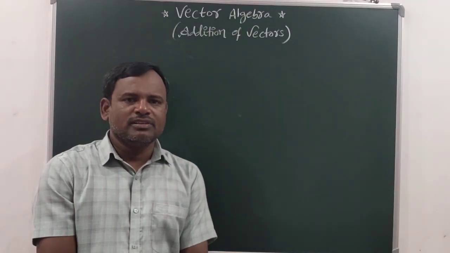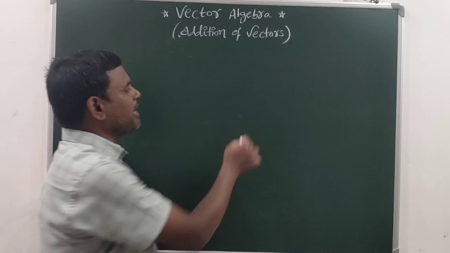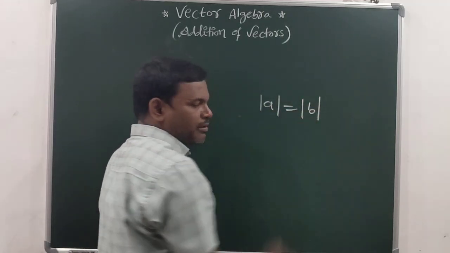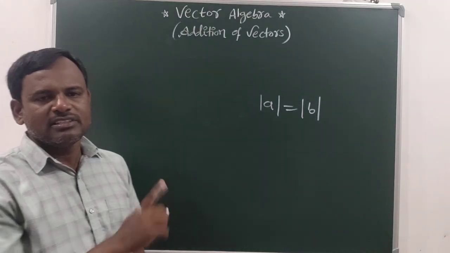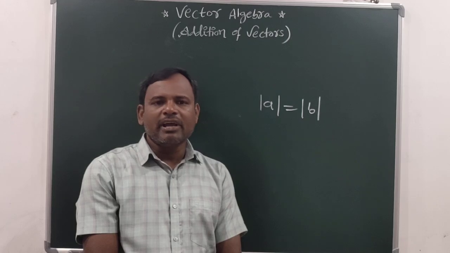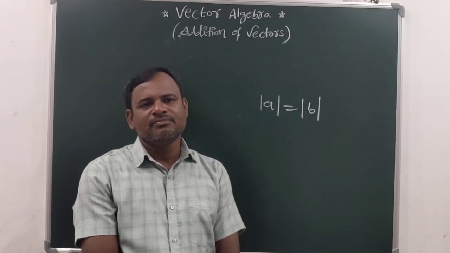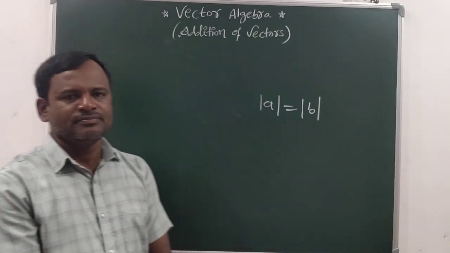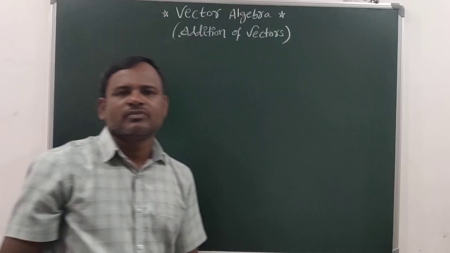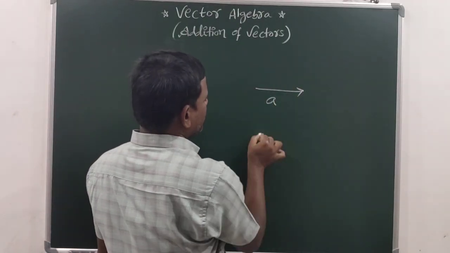Two vectors A and B are called equal if and only if their magnitudes are equal. If their magnitudes are equal, then such vectors are called equal vectors. If their magnitudes are not equal, then such vectors are unequal vectors. Okay, got it? Right.